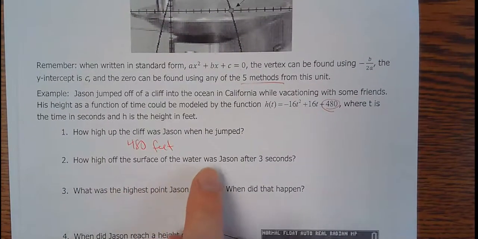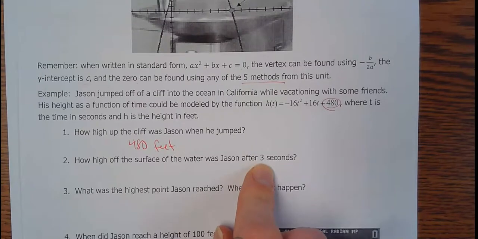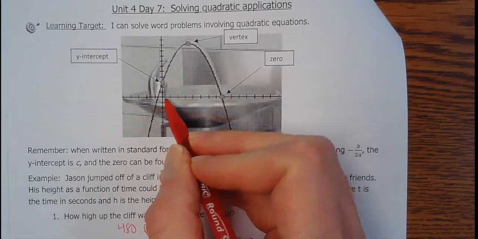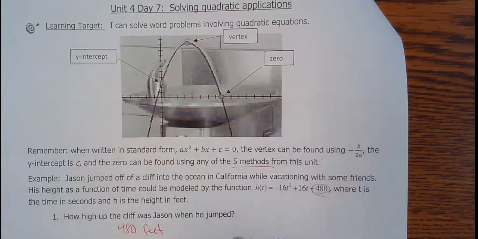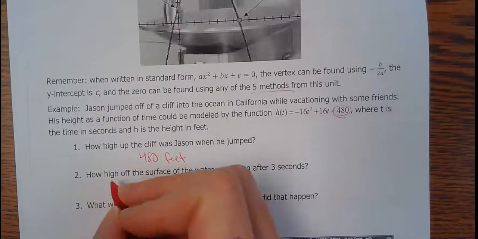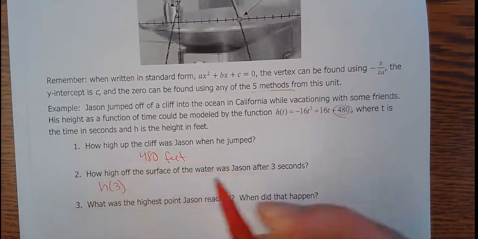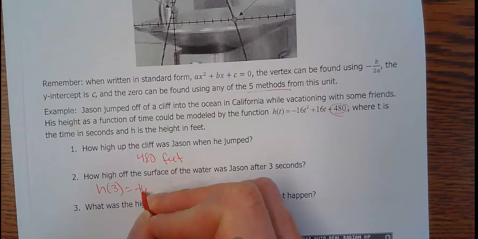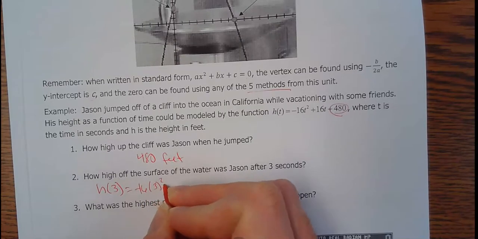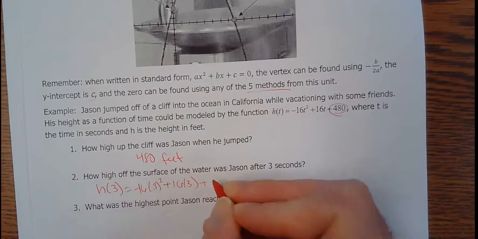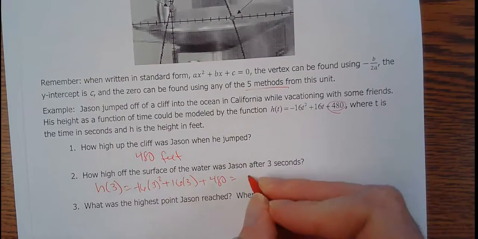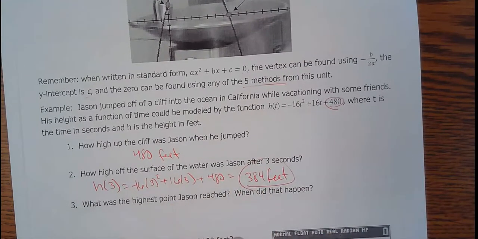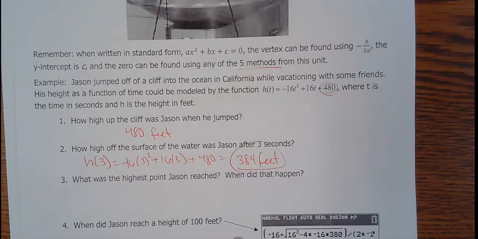How high off the surface of the water was Jason after 3 seconds? Well, that's not any particular point. That's when I'm going to plug in 3. Not this 3, because that looks like the vertex there. I'm going to plug in 3 seconds and see what the height is. So I'm going to figure out h of 3, because right here I'm plugging 3 in for t. So negative 16 times 3 squared plus 16 times 3 plus 480. Put this in the calculator, it'd be 384 feet. That was just using the function itself, plugging a time in and finding how high he was at that time.